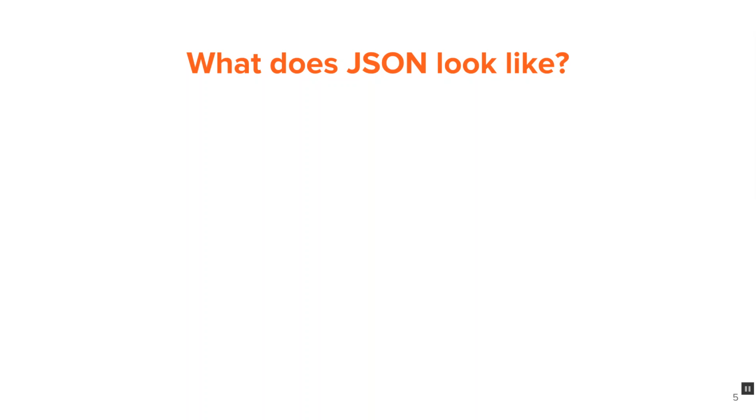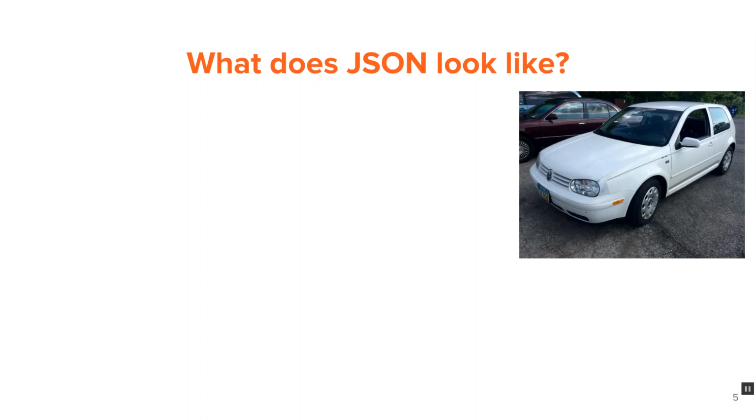So what does it look like? Here we have a picture of my car, and we're going to model it using JSON. JSON objects start with a curly brace. And then we have all these key-value properties. In this case, make is our property, and it has a string value, Volkswagen. Pretty straightforward. It's separated with a colon in the middle. All of our key-value properties are going to be like that.